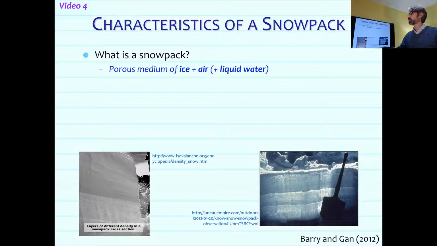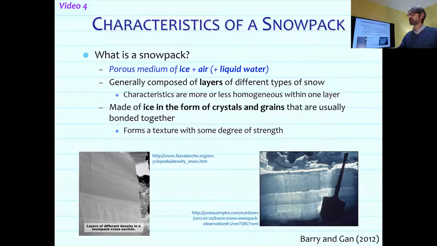So first of all, what is a snowpack? A snowpack is a porous medium of ice and air, and quite often liquid water as well. It's generally composed of layers of different types of snow, and the characteristics are more or less homogeneous within a single layer. It's made of ice in the form of crystals and grains that are usually bonded together, and this forms a texture with some degree of strength.